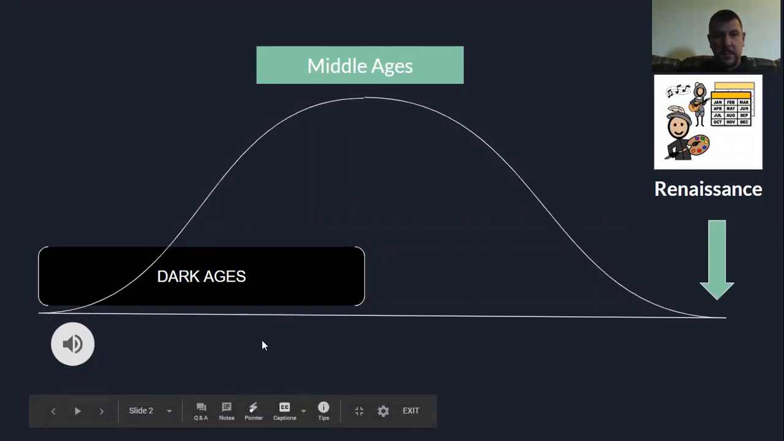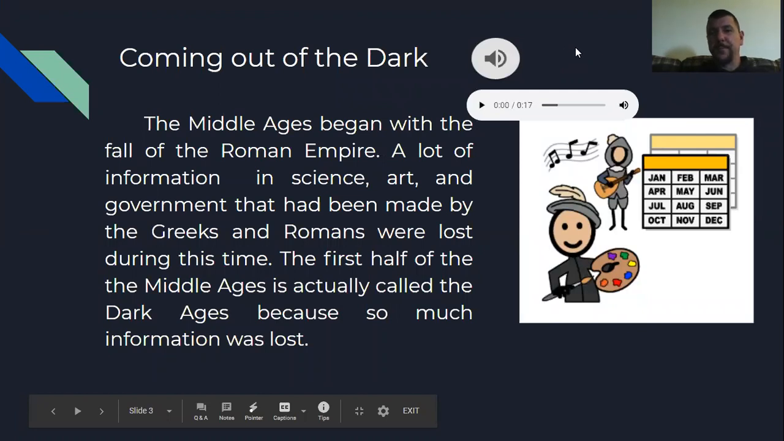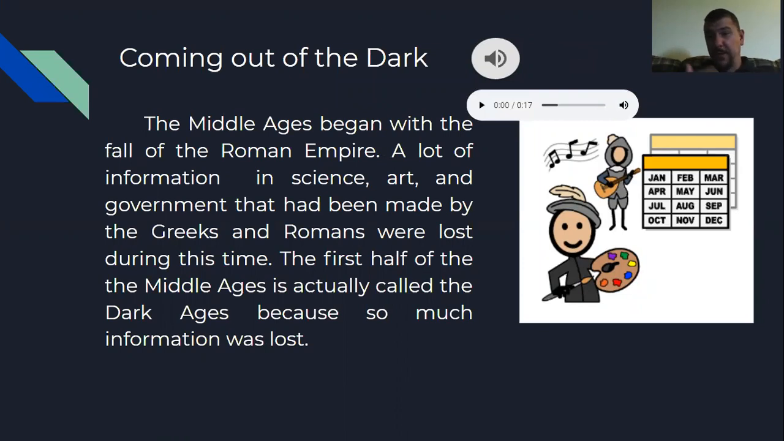The Renaissance on our timeline was after the Dark Ages and Middle Ages. It was a time period where culture, education, art, and science returned to people's lives. So it was coming out of the dark. It began with the fall of the Roman Empire. The Middle Ages began in 476 AD, and a lot of the information in science, art, and government was lost. When the Roman Empire fell, a lot of it burned, a lot of it just got lost in the shuffle. So the first half of the Middle Ages is called the Dark Ages because so much information was lost.